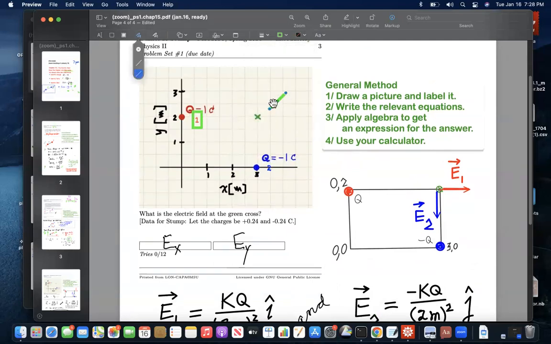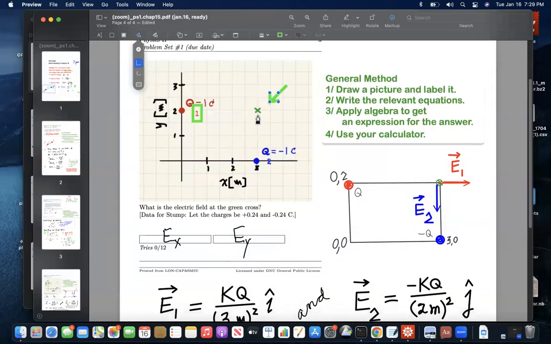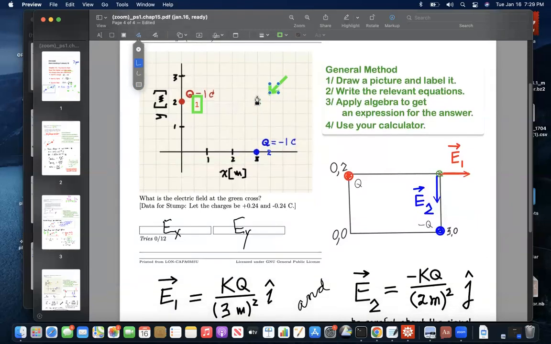So here's the green cross. What's the electric field at that point? Now, of course, the electric field will be a vector. It'll have an X component and it'll have a Y component. So there have to be two boxes to give the answer. One box for E sub X, one box for E sub Y.